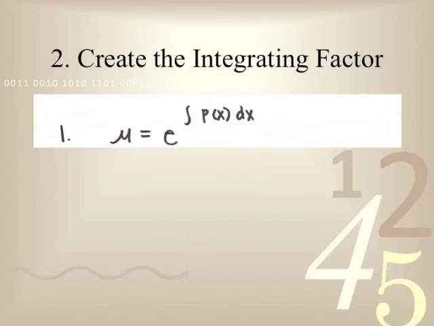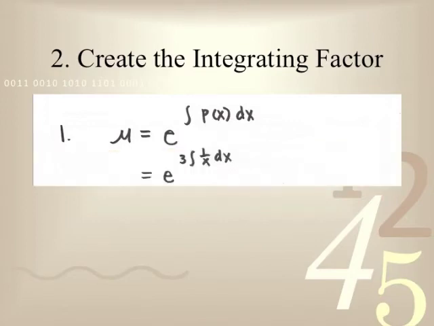Okay, after identifying the different parts of your equation, the next step is to make an integrating factor. You can always make this integrating factor by letting mu equal e raised to the power of the integral of p of x dx. And then we can just go ahead and plug in p of x, which is 3 over x. I pulled out the 3 in the antiderivative just to make it easier to solve.